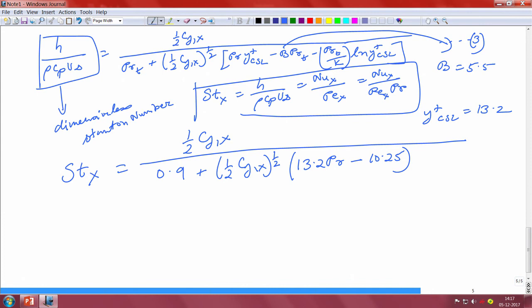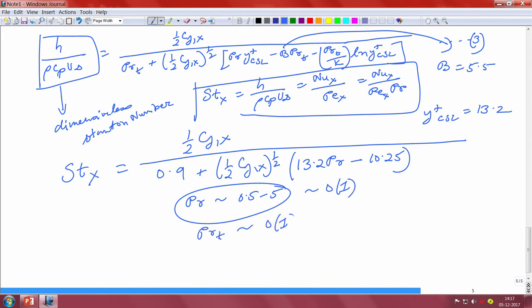And Prandtl number is assumed to be in the range of 0.5 to about 5. So, it is of the order 1 essentially, and the turbulent Prandtl number is also of the order 1, it is about 0.9. So, that is the expression that we get.